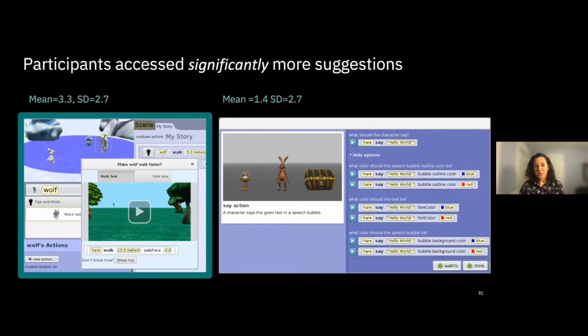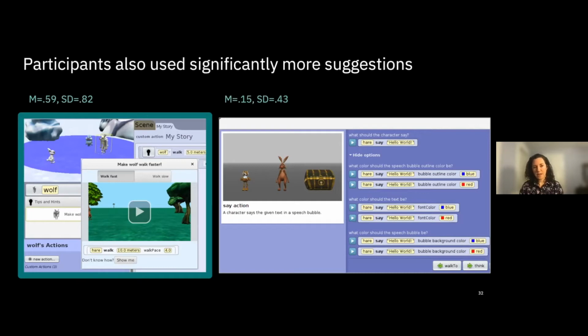Then we also wanted to know, if they were accessing the suggestions, does that actually translate into integrating that new information into their code? We found that participants also used significantly more of the suggestions than the examples that were provided statically. So again, this was a significant increase in the use of these suggestions. Also very small numbers because they only accessed about 3. So using close to 1 over the period of 30 minutes, we felt was a pretty good turnover rate in terms of actually applying those suggestions to their code.